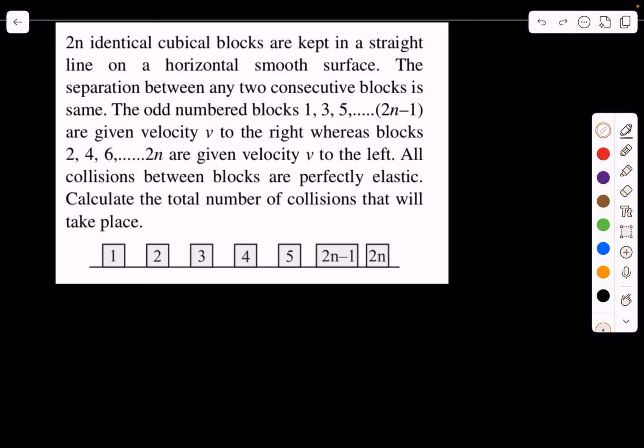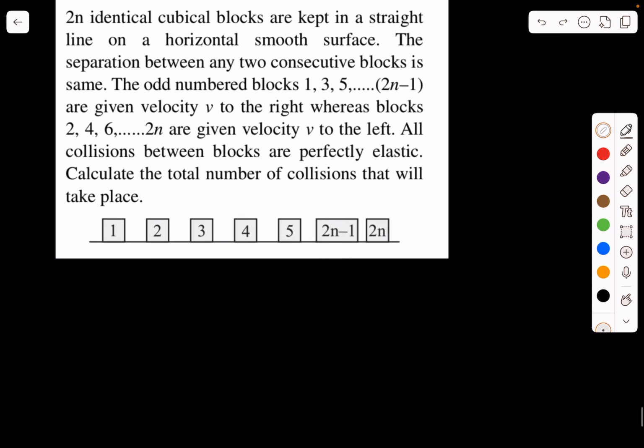Some blocks are odd numbered, like 1, 3, 5, and these blocks are given a velocity v to the right, whereas the even numbered blocks, like 2, 4, 6, are given a velocity v to the left. All the collisions between all the blocks are perfectly elastic. We have to calculate the total number of collisions that will take place.